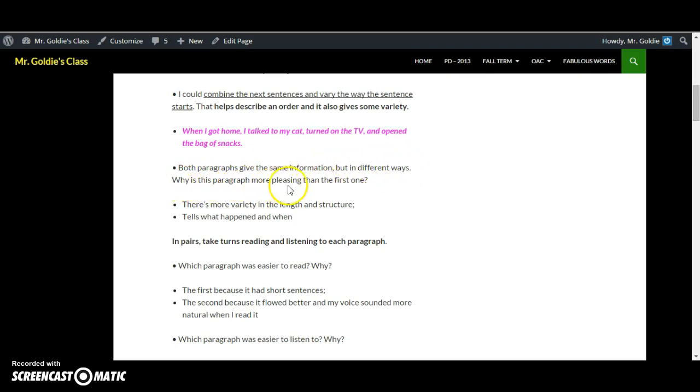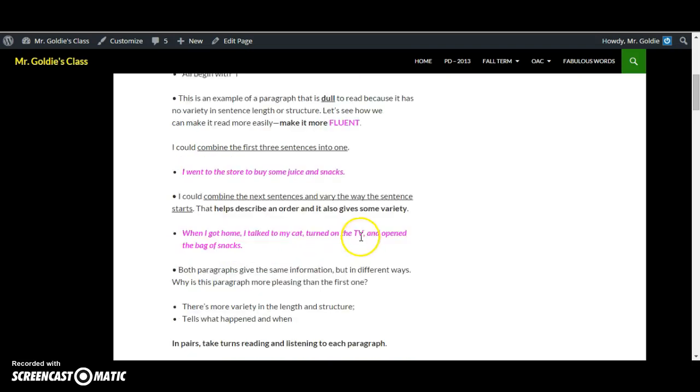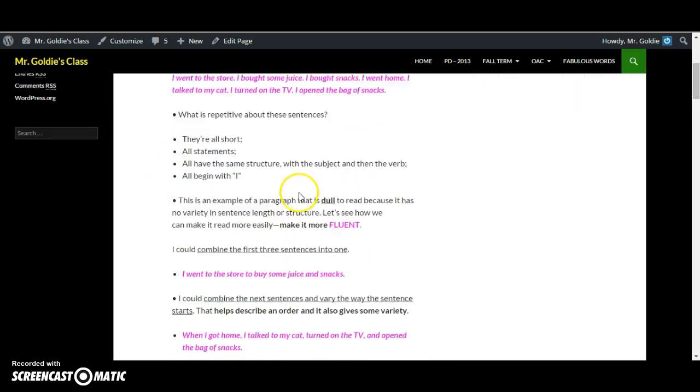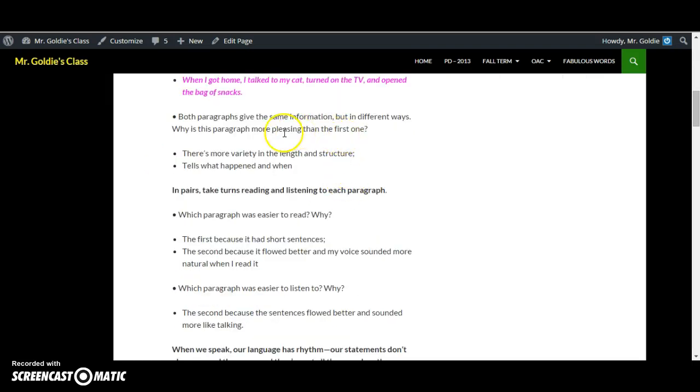Why is this paragraph more pleasing than the first one? So if I read this as a paragraph, I went to the store to buy some juice and snacks. When I got home, I talked to my cat, turned on the TV, and opened the bag of snacks. Why is this paragraph more pleasing than the first one? This first one here. Any ideas? Well, for example, there's more variety in length and structure.